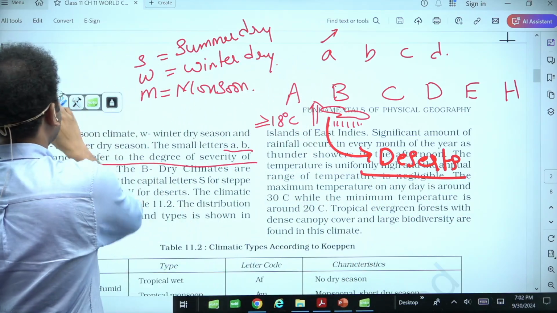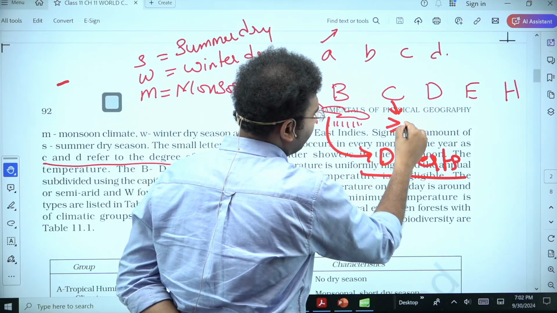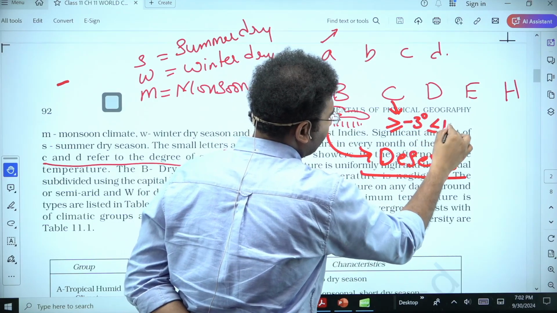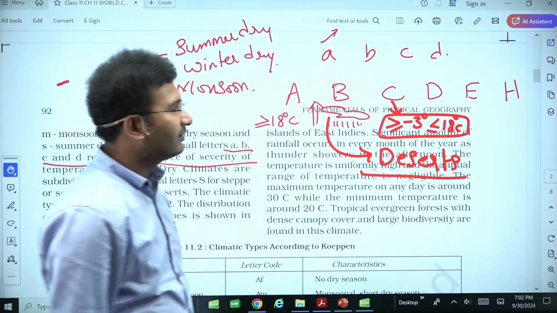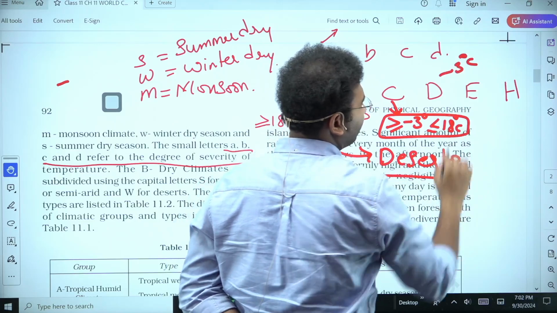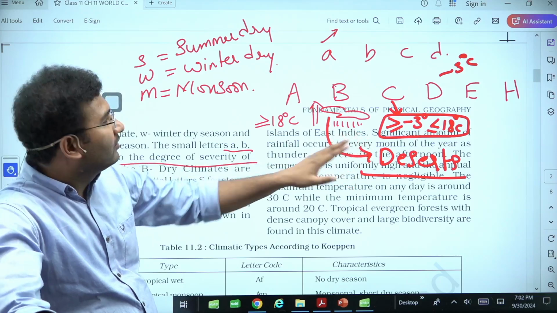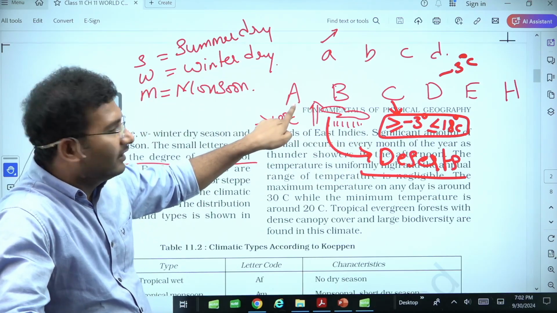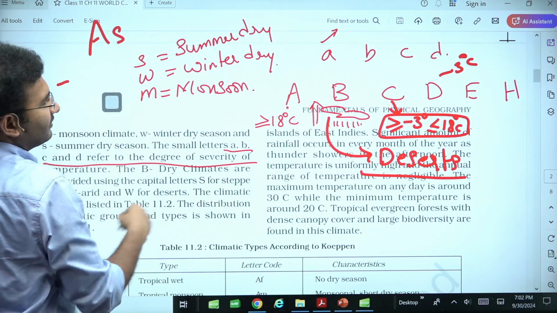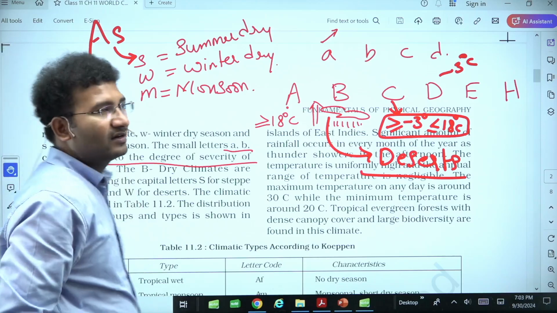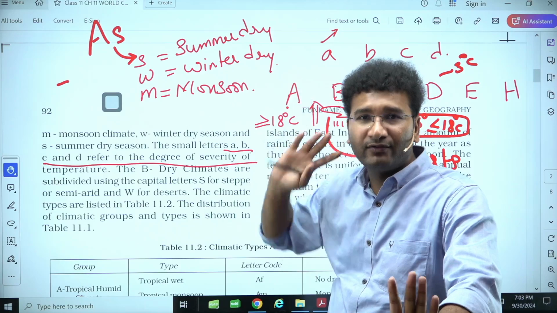C का मतलब क्या है? C means temperatures greater than or equal to -3 degrees Celsius and less than or equal to 18 degrees Celsius. This is your C, right? D type of climate जहां पे टेम्परेचर -3 डिग्री सेल्सियस से ज्यादा होना चाहिए. अगर ऐसा calculations किया, और देखो S मतलब summer dry, AS, can I say that, can I create AS type of climate जहां पे 18 डिग्री सेल्सियस से ज्यादा हो, but in the months of summer, it should not have any rainfall.